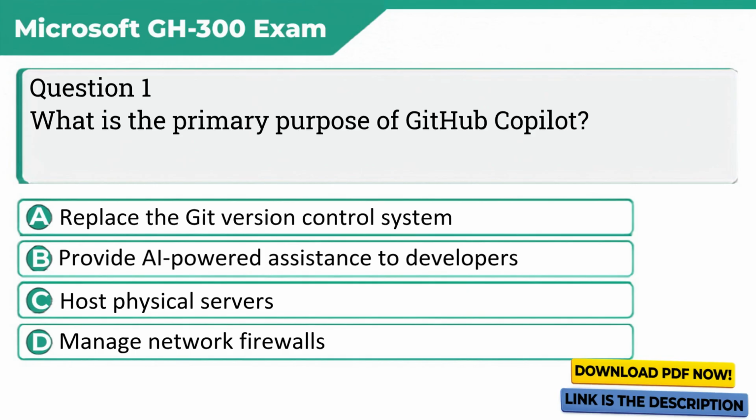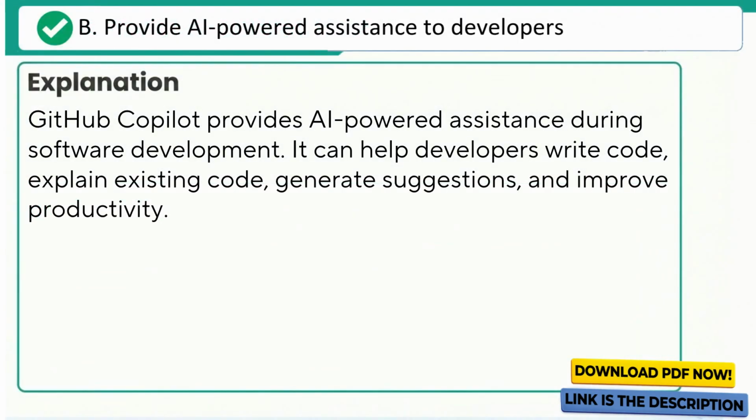C. Host physical servers. D. Manage network firewalls. Correct answer, B. Provide AI-powered assistance to developers. Explanation. GitHub Copilot provides AI-powered assistance during software development. It can help developers write code, explain existing code, generate suggestions, and improve productivity.